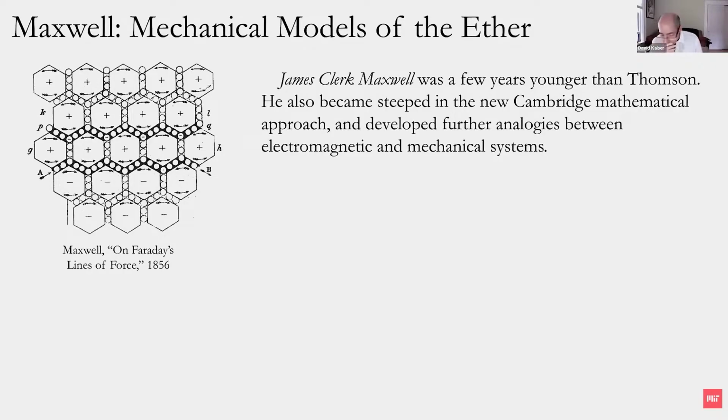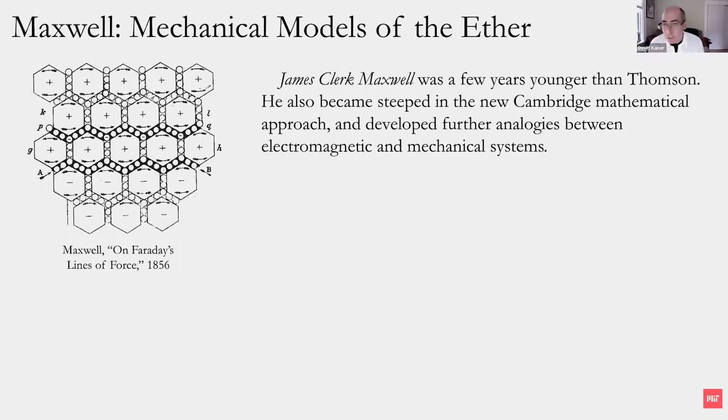I mentioned they had a similar upbringing, a couple years apart, both Scottish, both come to Cambridge for their undergraduate studies. Maxwell was a couple years younger. I don't think they actually overlapped in Cambridge. They came to know each other later. Maxwell, like Thomson, becomes steeped in this new Cambridge mathematical training. We'll talk a lot more about the Cambridge training in the next class.